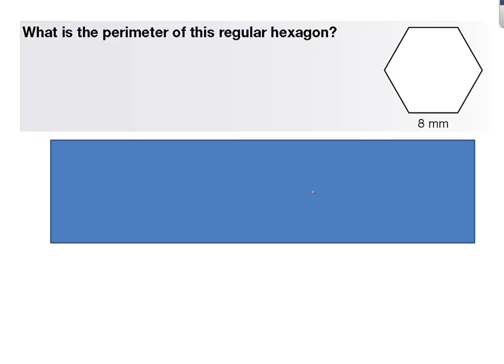What is the perimeter of this regular hexagon? How would you find the length all the way around this? How would you do that? If you know one side's 8 millimeters, it should be pretty easy. Count up your sides. What would you do? What would you get for your total?